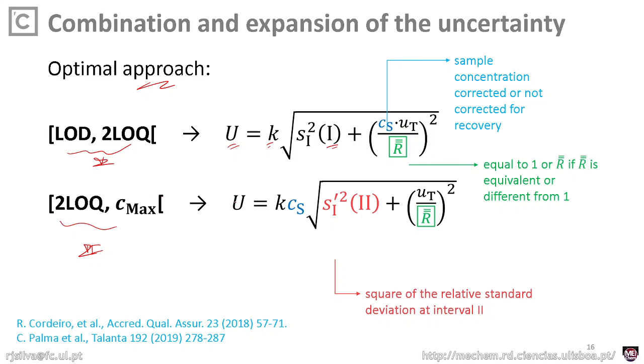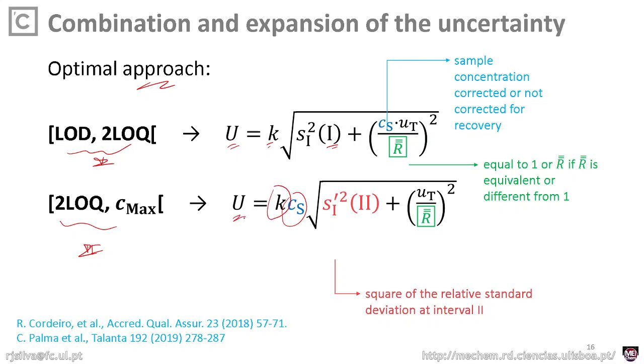For interval 2, uncertainty components are combined as relative. So we have the relative intermediate precision standard deviation, the square of that. You have here the square of the relative standard uncertainty for trueness, and then you have to multiply by the sample concentration and the coverage factor to get your uncertainty.